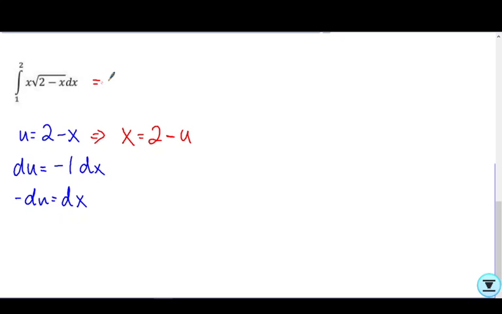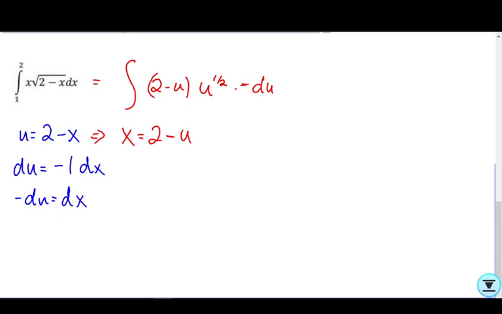Now, I do my substitution. So I get x is 2 minus u. This is u to the 1/2 times negative du. Okay? Now there's one last thing that I want to do. I want to change my upper and my lower limits. Okay? Because I want everything in terms of u.